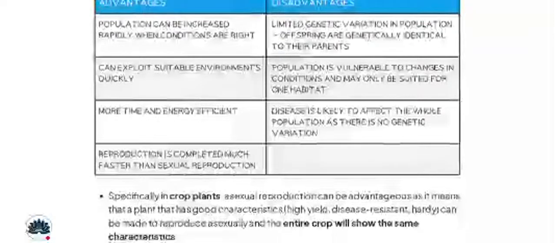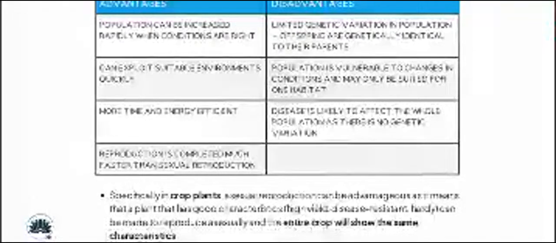Specifically in crop plants, asexual reproduction can be advantageous, as a plant that has good characteristics, high yield, disease resistant, and hardy can be made to reproduce asexually, and the entire crop will show the same characteristics. We need the crop for eating and to sustain life, so through asexual reproduction I'll be getting a lot of high yield.